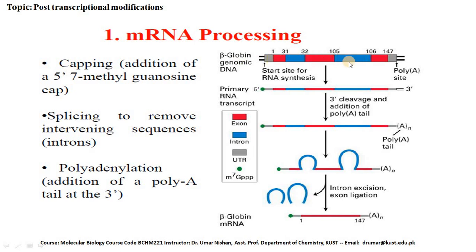Now, this is the primary transcript of a messenger RNA. This is the start site of RNA synthesis, and this is where the poly A tail at the 3' end is added. To look at a more simplified version, this is the primary RNA transcript having the 5' end on this side and the 3' end on this side. Now 3' cleavage and addition of the poly A tail occur. You see here multiple poly A are added. N shows the number of poly A that are added, so a poly A tail is added.